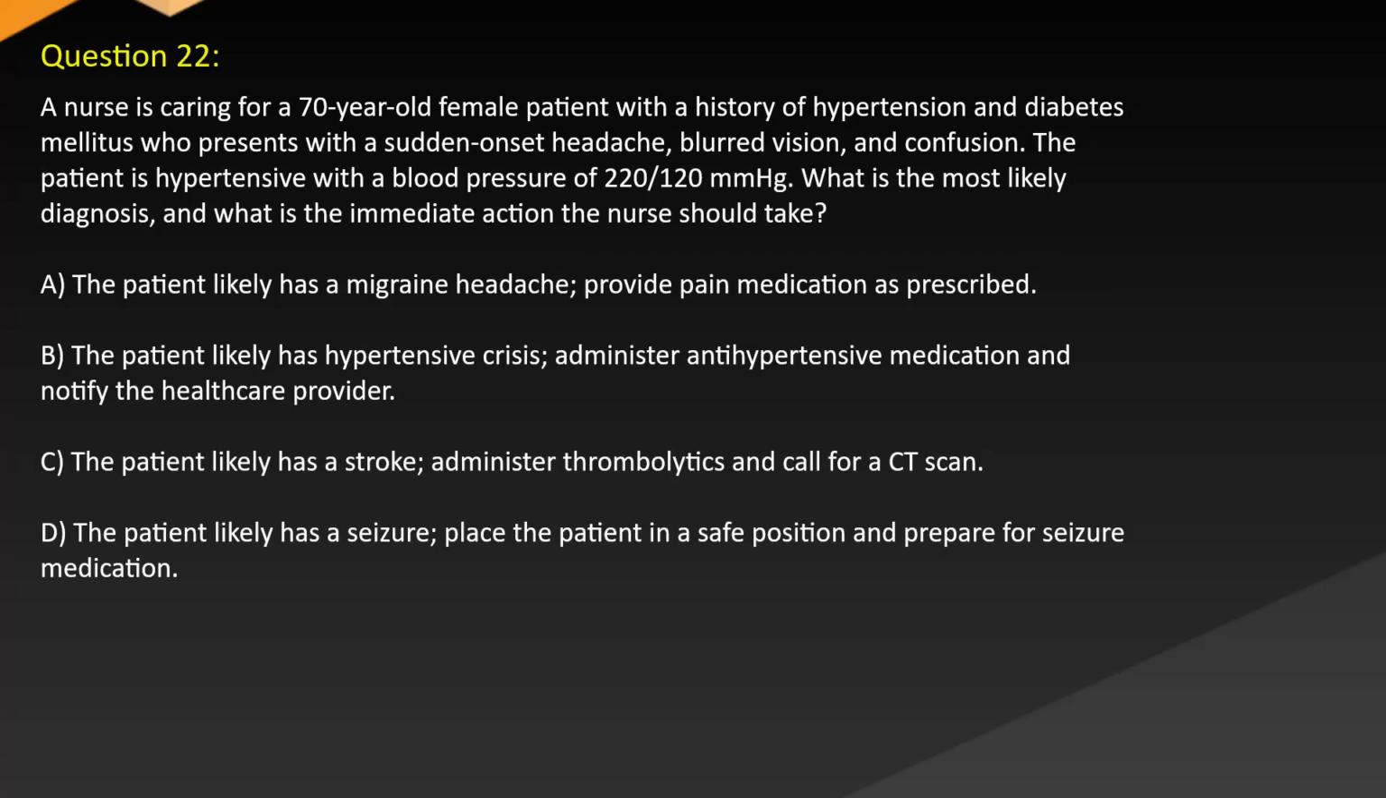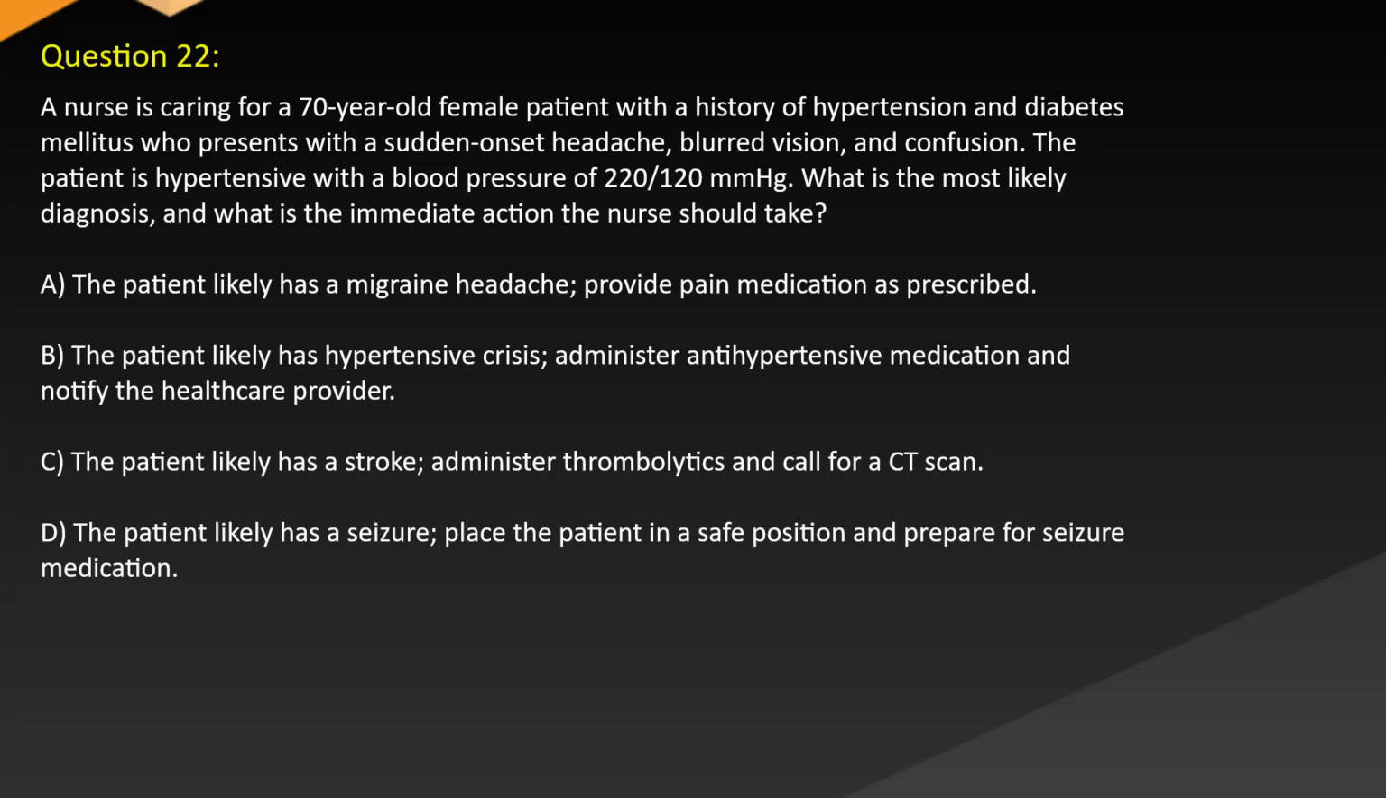Question 22. A nurse is caring for a 70-year-old female patient with a history of hypertension and diabetes mellitus who presents with a sudden onset headache, blurred vision, and confusion. The patient is hypertensive with a blood pressure of 200/100 mmHg. What is the most likely diagnosis and what is the immediate action the nurse should take?